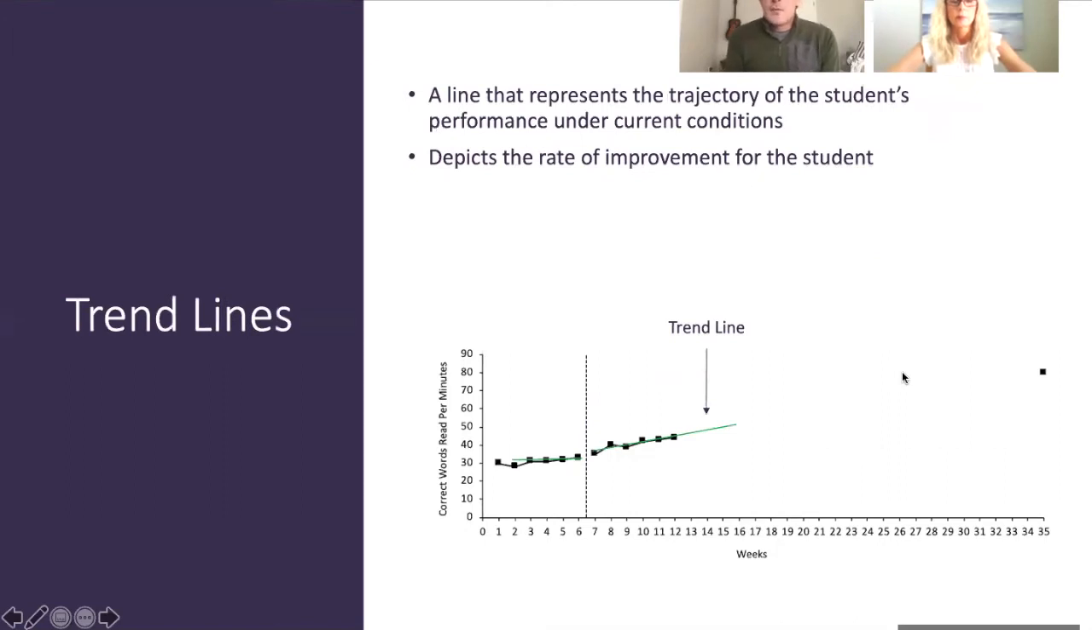The next thing we would want to do is to add trend lines. In a subsequent video, I will show you some different approaches for drawing trend lines, but basically a trend line is showing you what the slope or rate of improvement is for these different phases. And you can see in this very first phase, the student's slope, the trend line is very flat because the student is not progressing. As we changed instruction, you can see this trend line or the slope is steeper, meaning the student's rate of improvement is now higher.